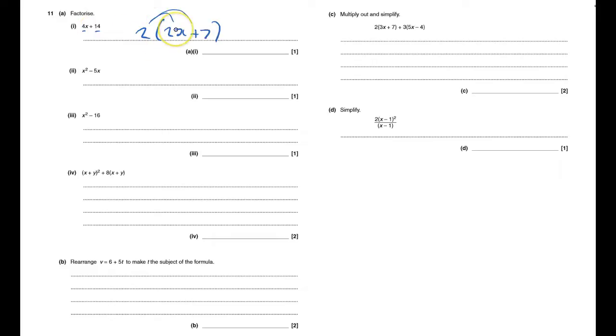Once you've done it, just check. That's 4x plus 14. That's good. Factorise this. What goes into both? Well, x goes into both here. So I can have x. X times what gives me x squared? Well, that's obviously an x.